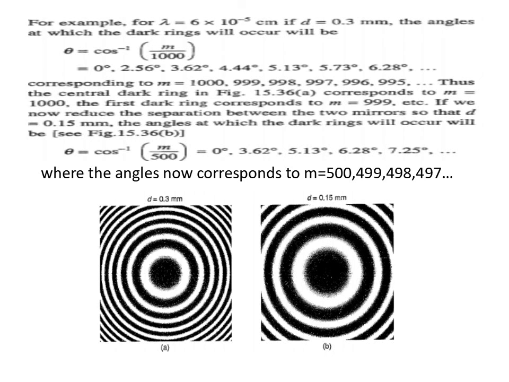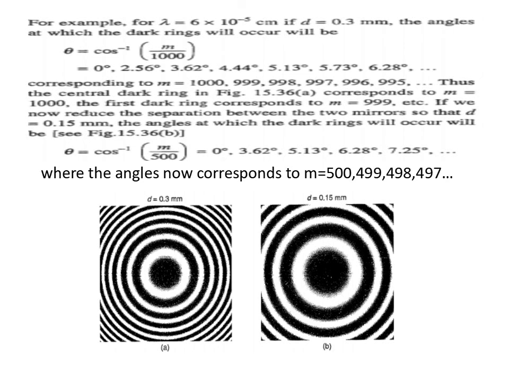Now if we reduce the separation between the two mirrors from d equal to 0.3 millimeter to 0.15 millimeter, the angles at which the dark rings will occur will be theta equal to cos inverse of m by 500, which will be equal to 0 degree, 3.62 degree, 5.13 degree, 6.28 degree, etc. The angles now correspond to m equal to 500, 499, 498, etc., which you can see in figure B.